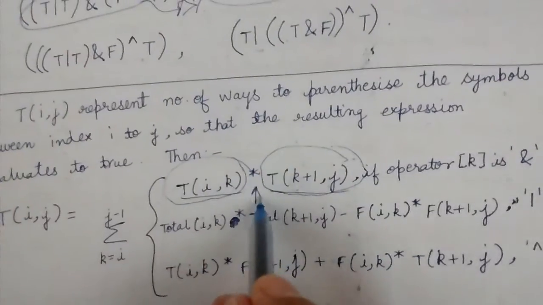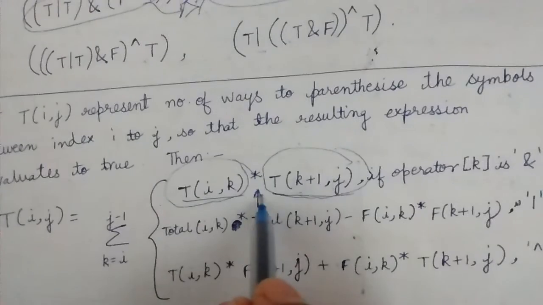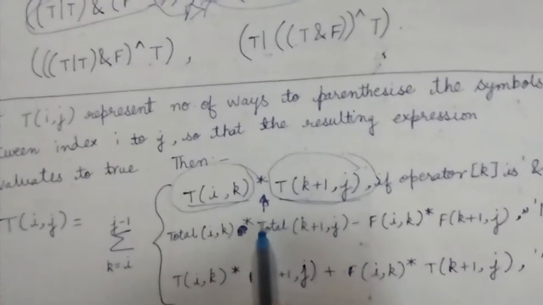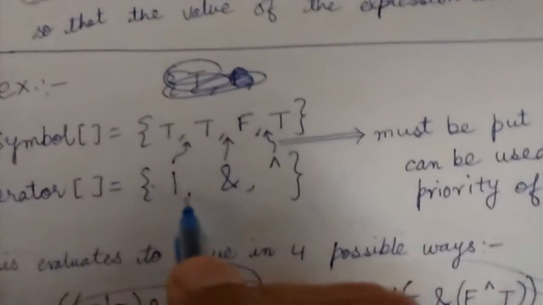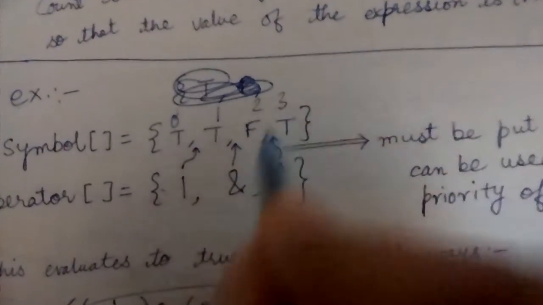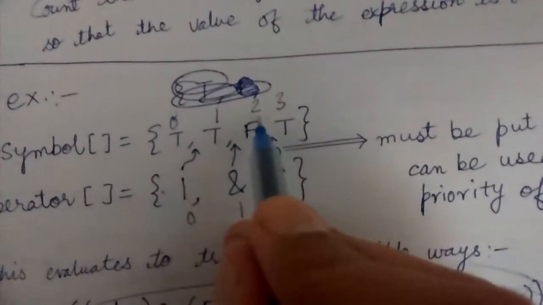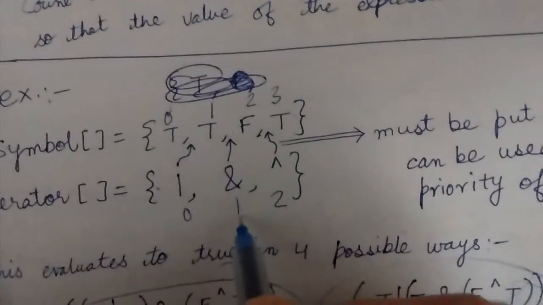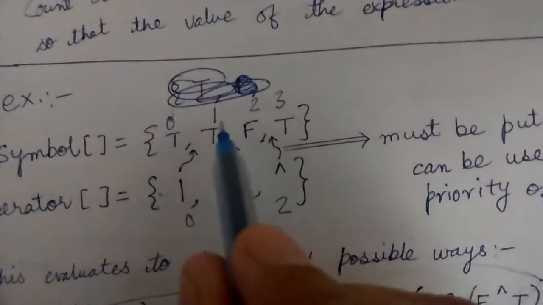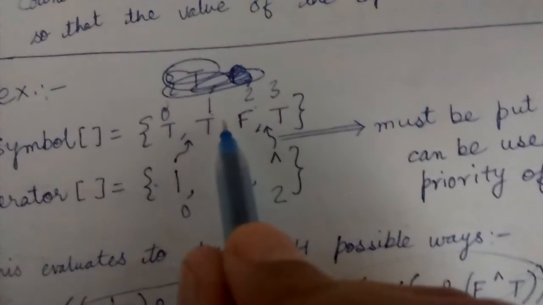So between these two, the kth element of the operator array will be placed. You can just see this analogy here. This is the 0th element, this is 1, this is 2, this is 3, and this is 0, this is 1, this is 2. So between 1 and 2, the 1st element of this operator array is placed. So between k and k plus 1, the kth element of the operator array is placed.